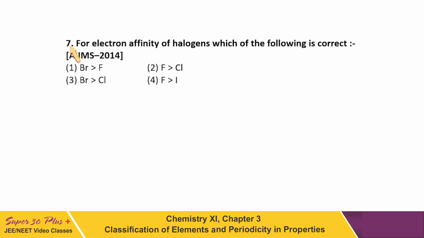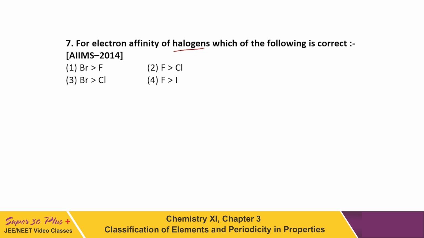Here we go with the next question. This question was there in the All India Institute of Medical Sciences Entrance Examination 2014. It says, the electron affinity of halogens, which of the following is correct? In these four options, we have four different orders of the electron affinity for halogens. Now it is asking which one is correct.